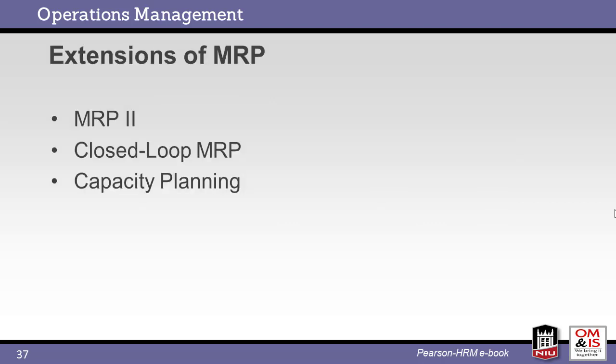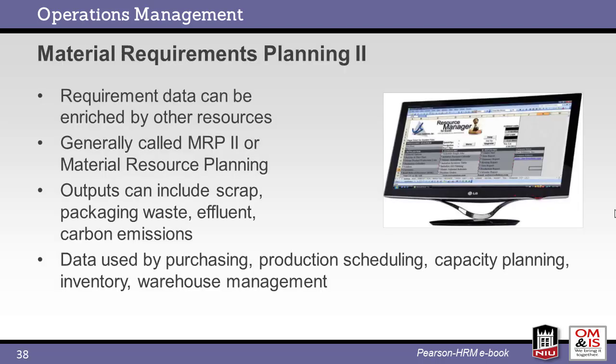In addition to the features discussed, MRP has been extended to MRP2, closed-loop MRP, and capacity planning. MRP2 is often called material resource planning. This enhanced version can identify scrap, packaging waste, effluent, and carbon emissions. The tool encompasses the purchasing, production, scheduling, capacity planning, inventory, and warehouse management functions.